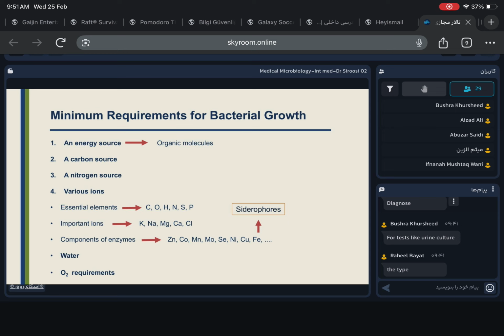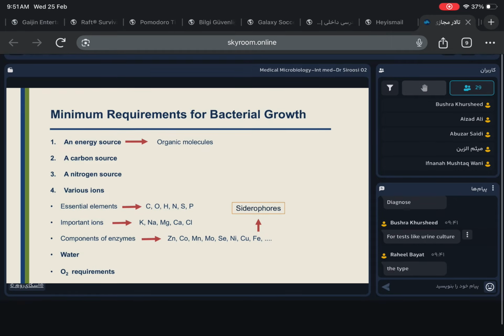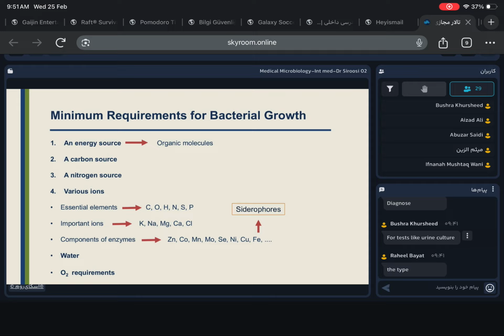But when we are trying to grow bacteria in the laboratory, we need to make sure that we have added iron in their culture medium, okay, because we want them to grow. So the siderophore that I told you about is true in the context of when bacteria have entered into the host, when they want to cause disease in the human.